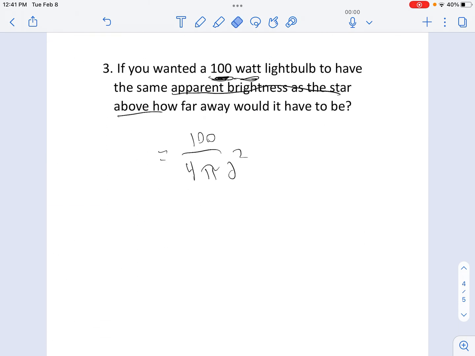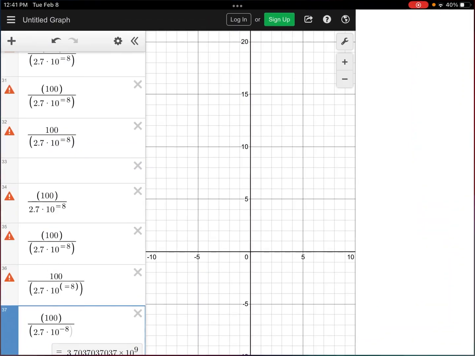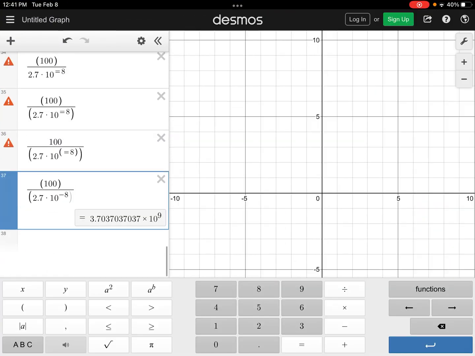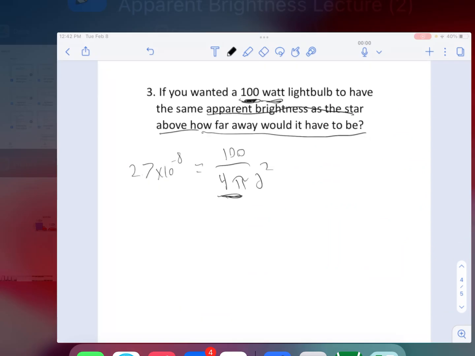So I'm going to replace the b with 2.7 times 10 to the negative 8th. And then it says how far away would it have to be. That means you're going to solve for just your distance. All right, the first thing I like to do is combine 4 and pi. So if you go to your Desmos, you can just do 4 times pi, and that'll give you 12.57.